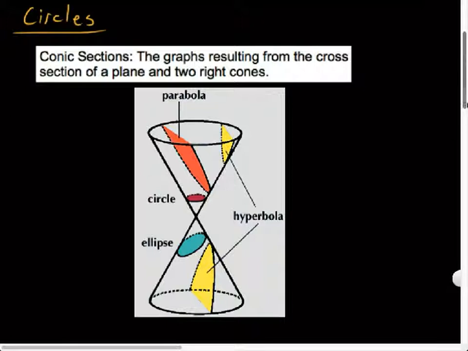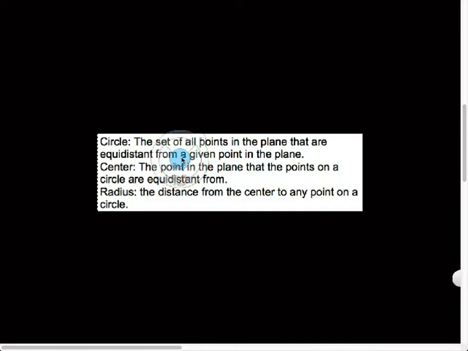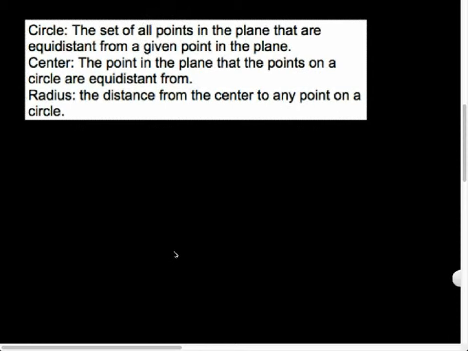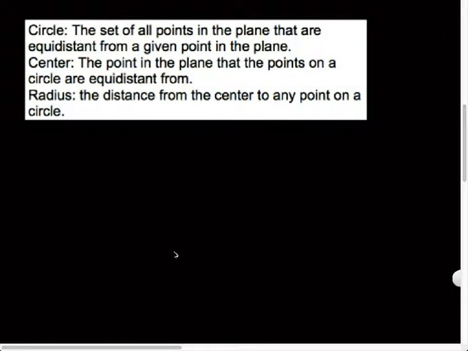So here are some definitions of circles and their related vocabulary. You don't have to write this down. You've seen it all before. A circle is the set of all points in the plane, two-dimensional, that are equidistant, the same distance, from a given point in the plane. The name of that given point is called the center, and that set distance is called the radius. As a little picture here, here's my little circle.